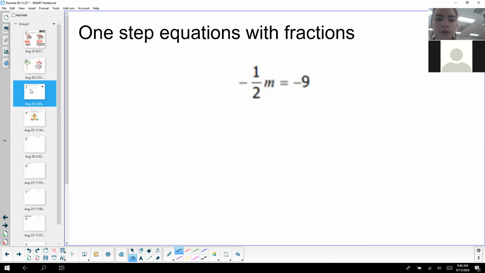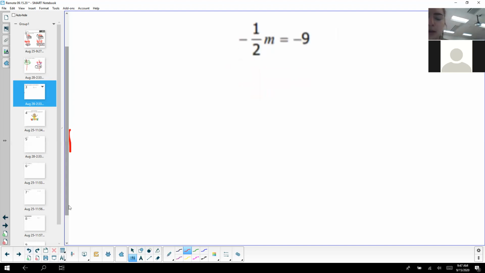Then I did want to go over a fraction problem just because you will see those in the future. Maybe not on a quiz this week, but you will see fractions in the future. Typically, like I said, when we have a coefficient next to a variable, they're being multiplied. So this problem right here is the same thing as saying -1/2 times m equals -9. I'm going to scroll down so I have enough room, and I'm going to click and move this over here.